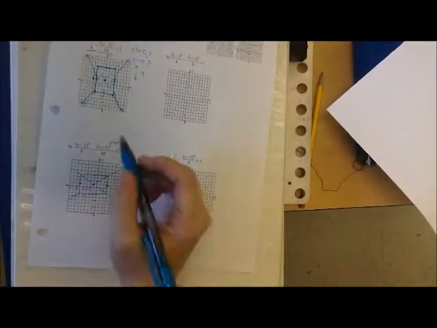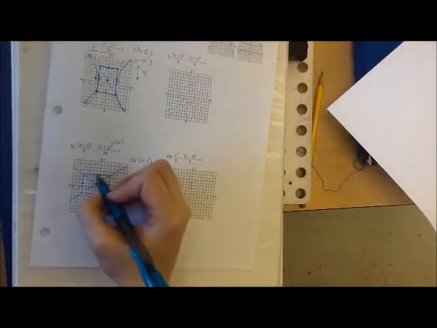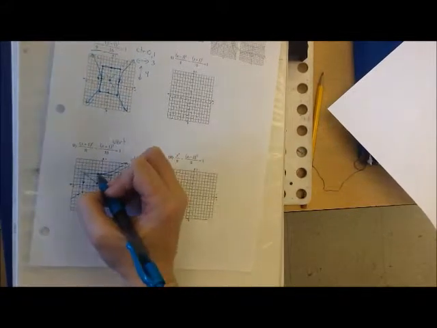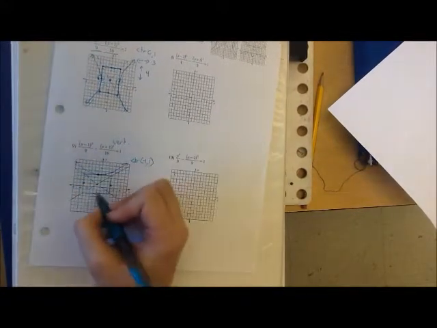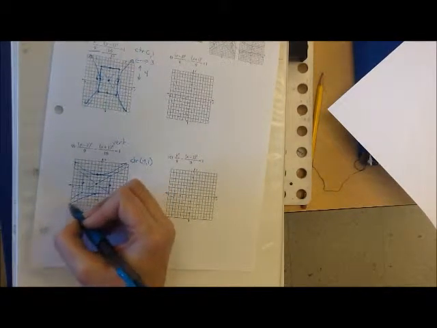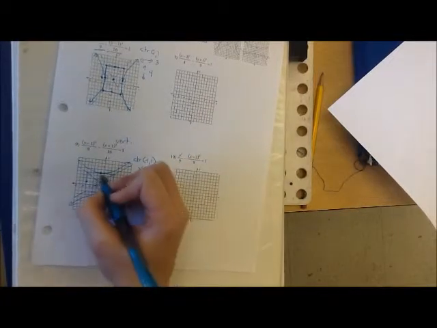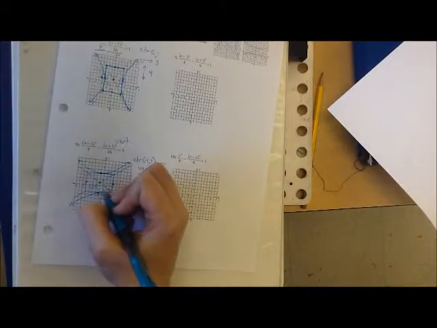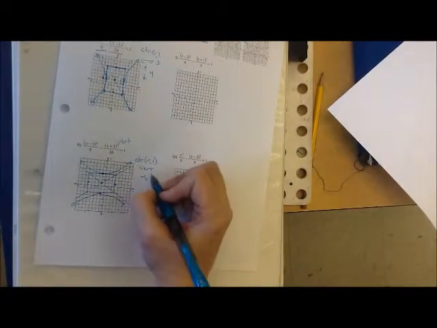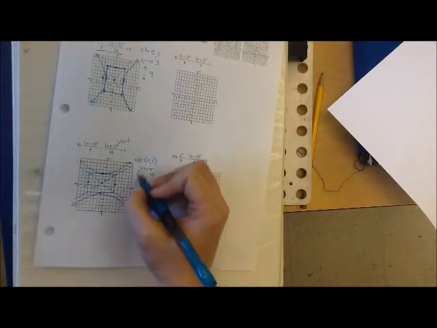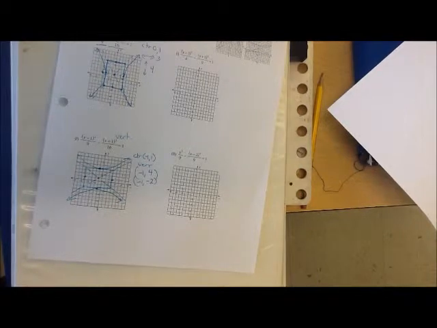And then remember, this is vertical, so my hyperbola goes on the top and bottom rather than on the left and right of the box. So there is my hyperbola. My vertices are these points here. So that's (-1, 4) and (-1, -2). And those are my center point and my vertices.